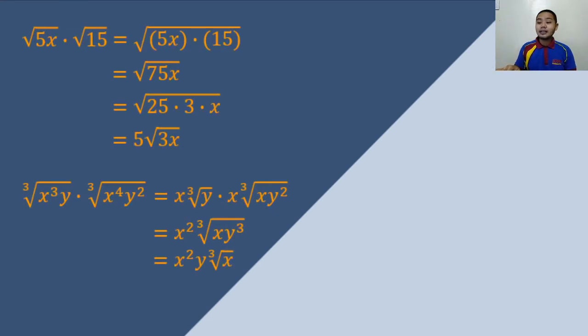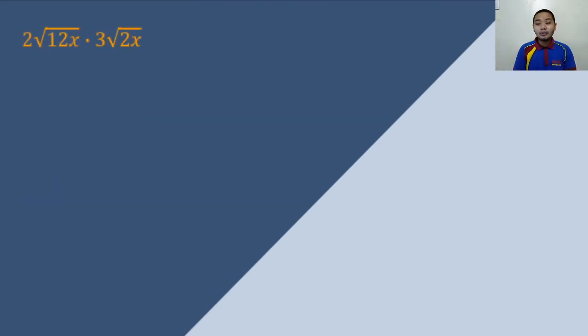Next example tayo. So we have 2 times the square root of 12x times 3 times the square root of 2x. Okay? So, paano yung atake natin dito? First, ang gagawin ko niyan dito is simplify na muna natin yung square root ng 12x. So, yung square root ng 12x, pwede natin siyang isulat ng square root of 4 times 3 times x. Tapos, yung 3 times square root of 2x, okay yan, nakasimplify na yan.